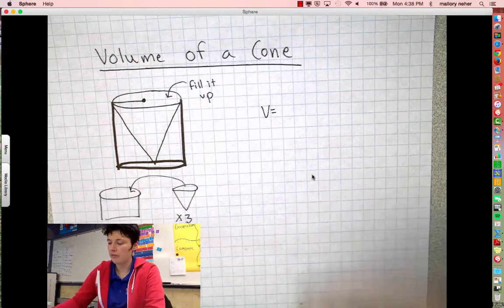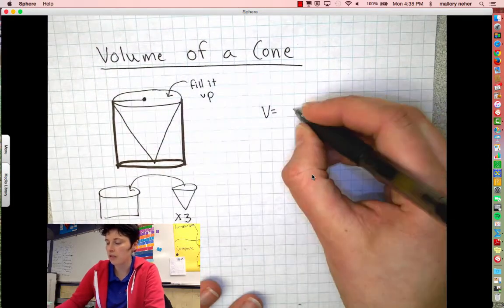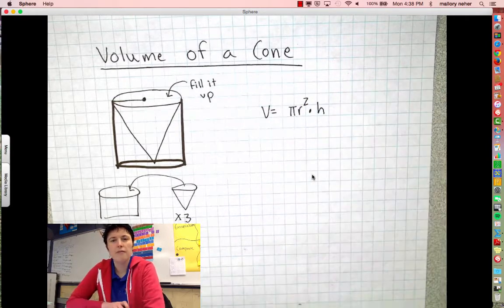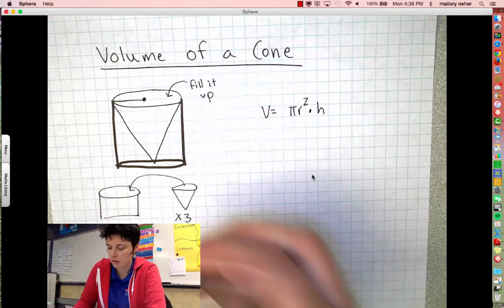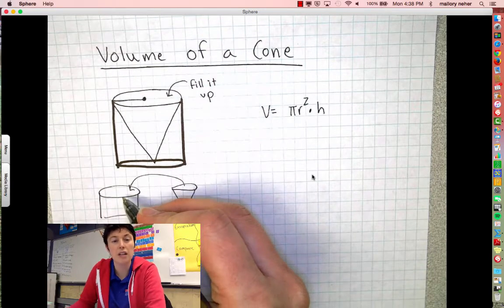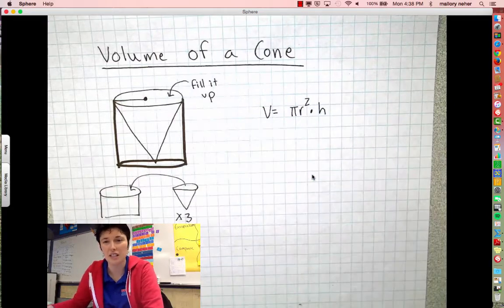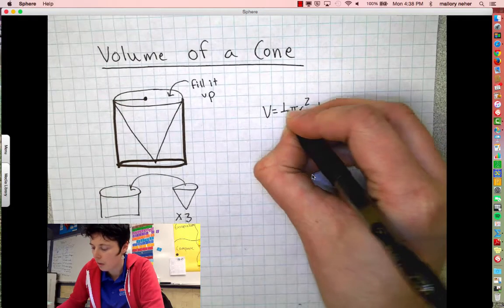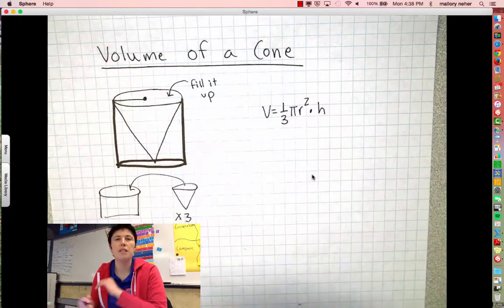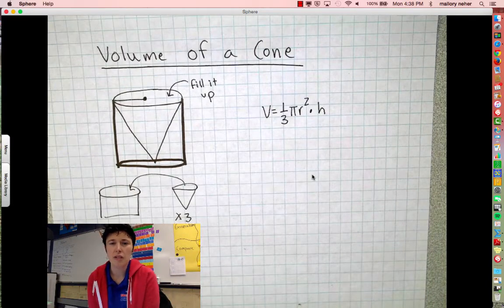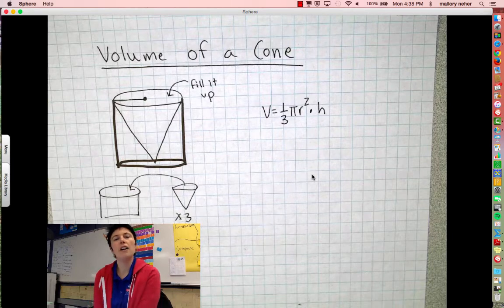So our volume formula comes from the cylinder. Remember, the cylinder formula is pi r squared times height. Area of the base is a circle, so area of the circle times the height. And so what we do for a cone is we say, well, it's just like 1/3 of that in size. So we literally just put a 1/3 out in front, basically dividing it by 3. So 1/3 pi r squared height.